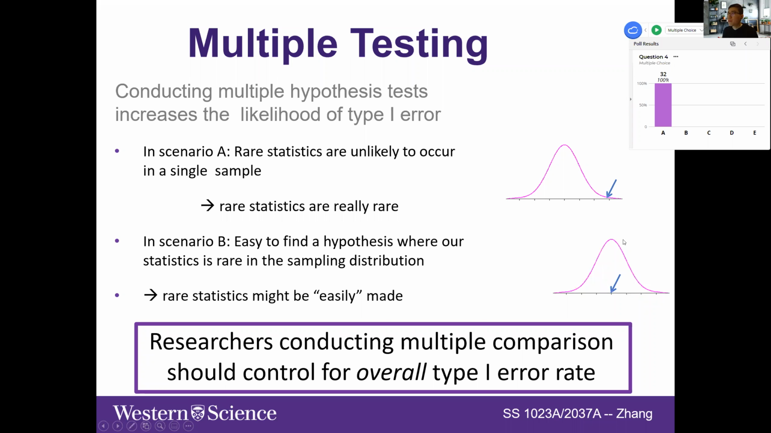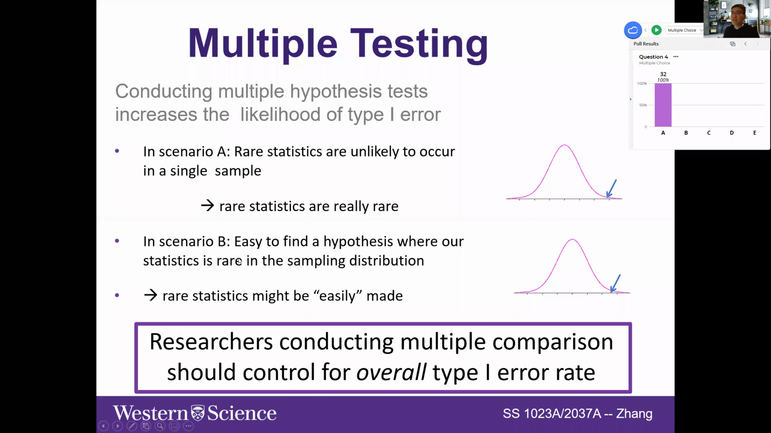For example, in another hypothesis, our sample distribution may be located in this place, and in a certain hypothesis, we make it extreme. That's why scenario B is not a very fair way to do hypothesis testing. The problem for scenario B is just that we make too many hypotheses. We keep trying by trial and error, and that is not a fair way to do hypothesis testing.